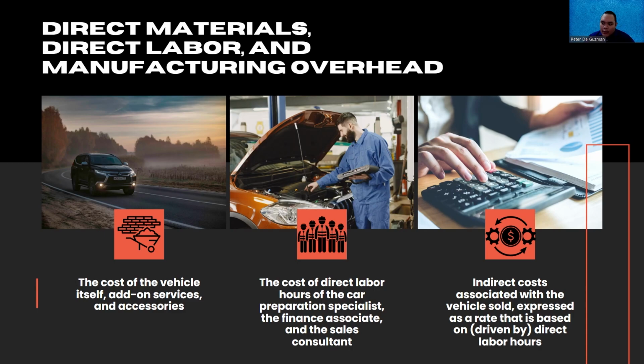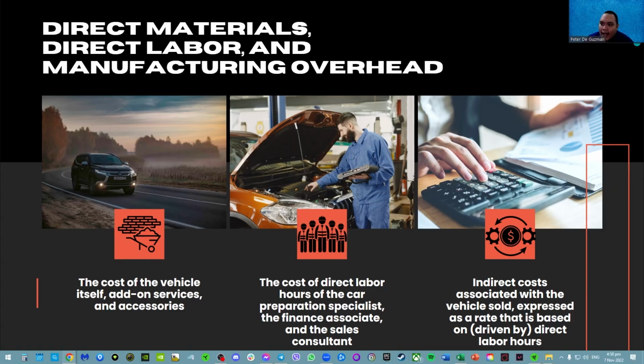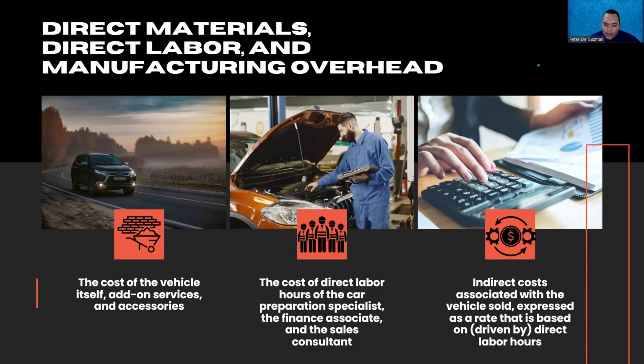Now, we're creeping a bit closer toward the costing system and why job order costing is the appropriate system. It is now time that we discuss the three key categories that will be seen in a job order costing form: the direct materials, the direct labor, and the manufacturing overhead or the MOH. Let's begin with the direct materials.